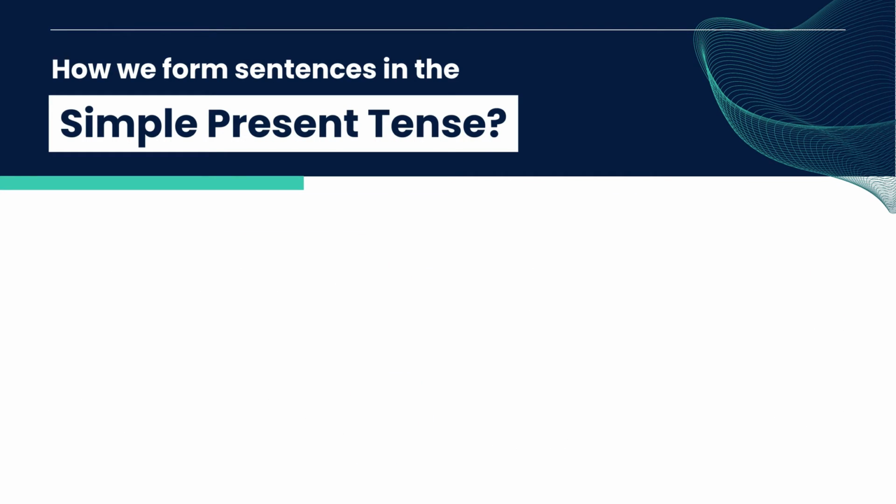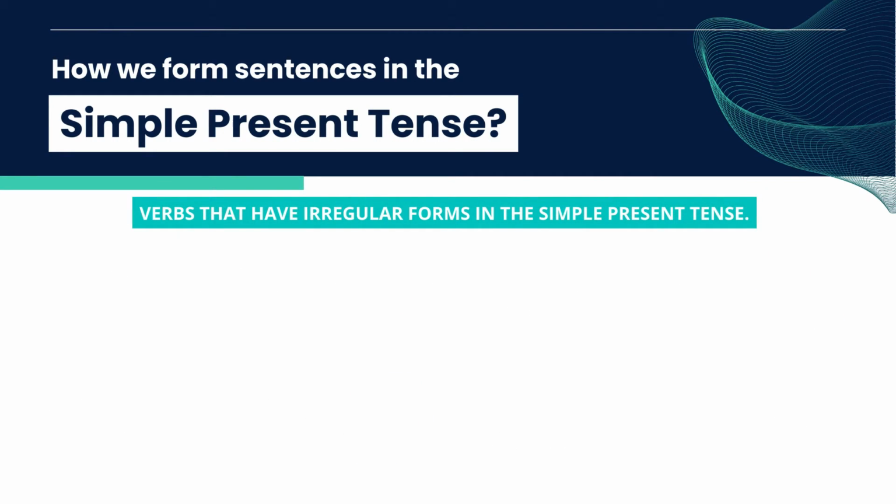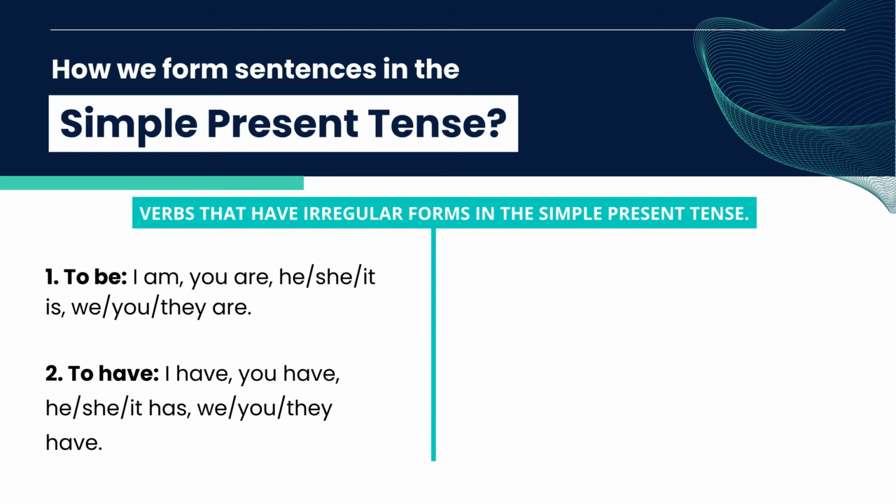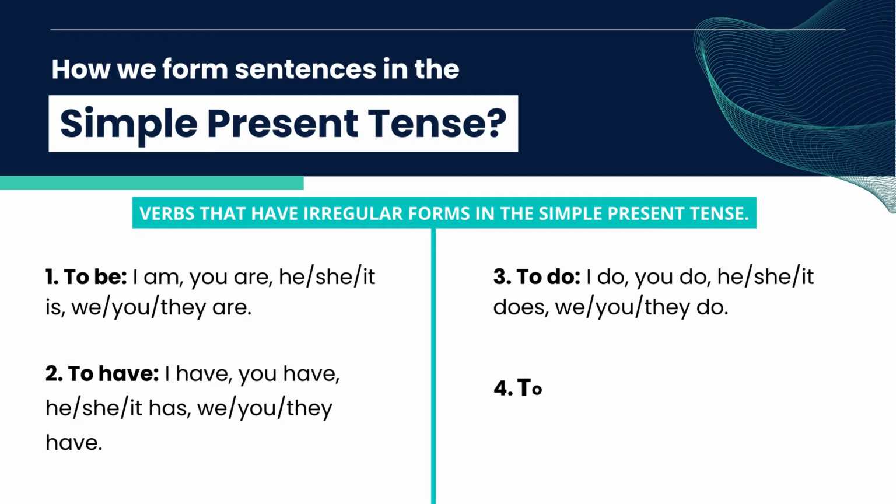Now, let's move on to some common verbs that have irregular forms in the simple present tense. Common verbs with irregular forms. To be: I am, you are, he, she, it is, we, you, they are. To have: I have, you have, he, she, it has, we, you, they have. To do: I do, you do, he, she, it does, we, you, they do. To go: I go, you go, he, she, it goes, we, you, they go.